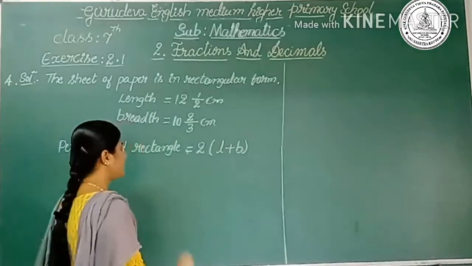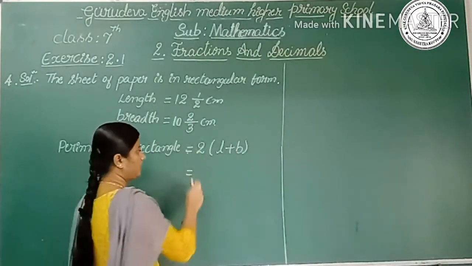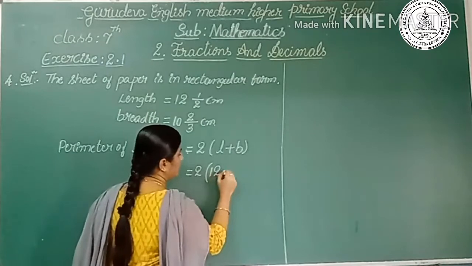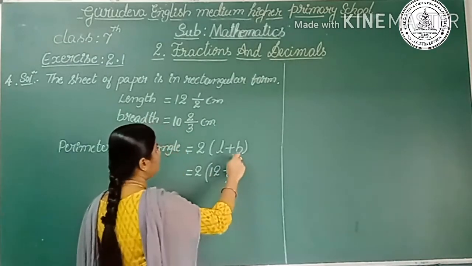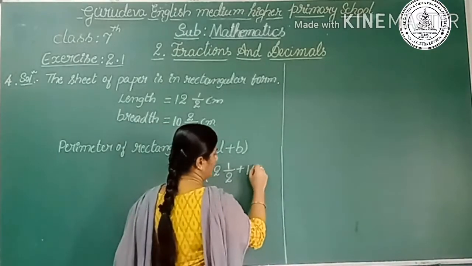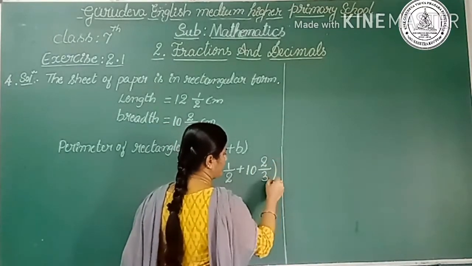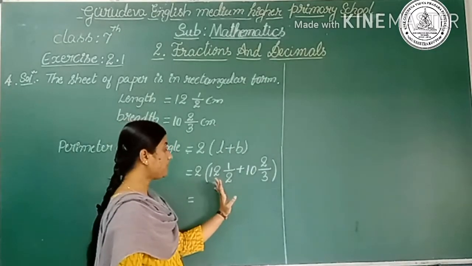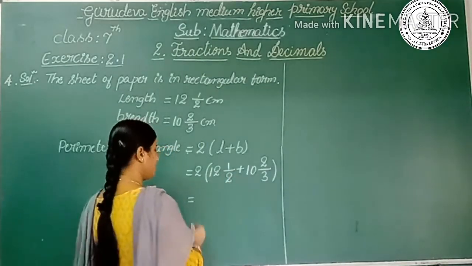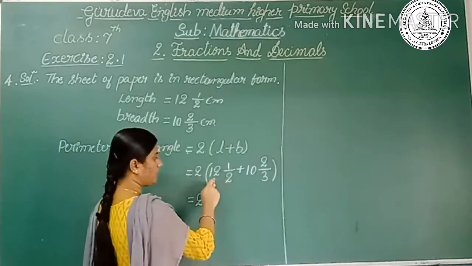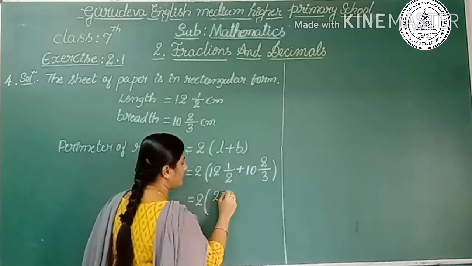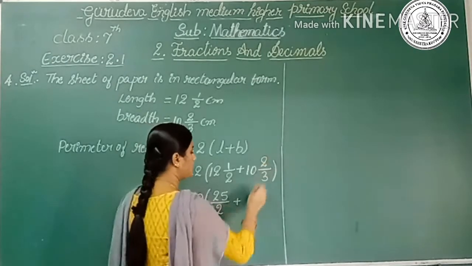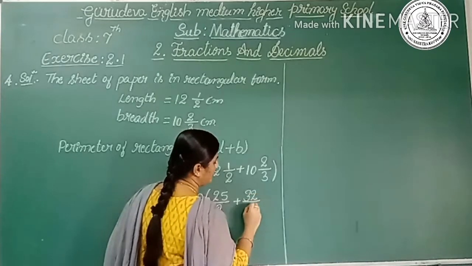Okay, let's substitute here. Perimeter equals 2 into length, which is given as 12 whole 1 by 2, plus breadth, 10 whole 2 by 3, close the bracket. Here we have improper mixed fractions, so just convert them into improper fractions. Write 2 as it is, keep the bracket. 2 twelves are 24, 24 plus 1 is 25, divided by 2, plus 3 tens are 30, 30 plus 2 is 32, divided by 3.